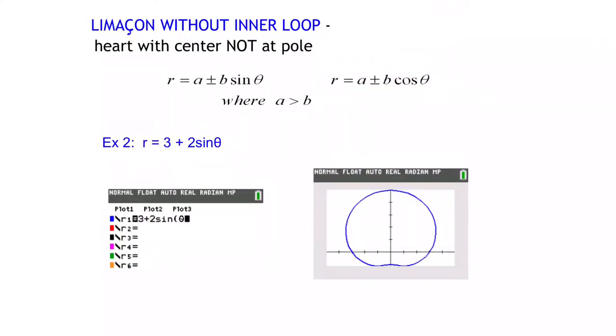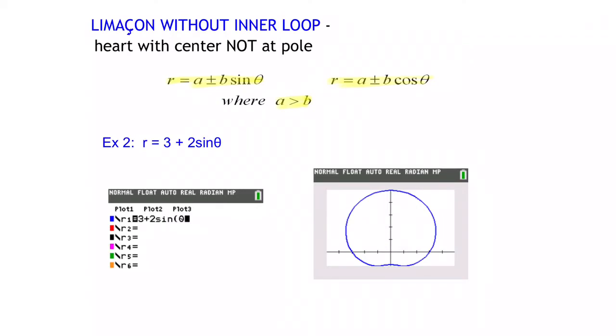The next special polar graph that we will be looking at is a Lemniscate without an inner loop. This looks like a heart with a center not at the pole. So once again, if you look at the two equations I have here, they're the same equations we had before. r is equal to a plus or minus b sine theta, and r is equal to a plus or minus b cosine of theta. But on this one, a must be greater than b. So if a is greater than b, then we'll still get the cardioid shape, but it'll not be centered at the pole, and therefore we call it a Lemniscate without an inner loop.